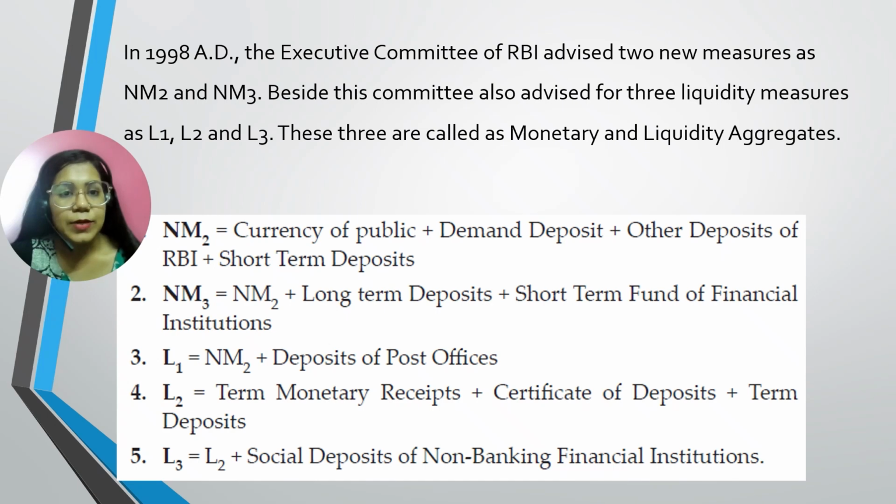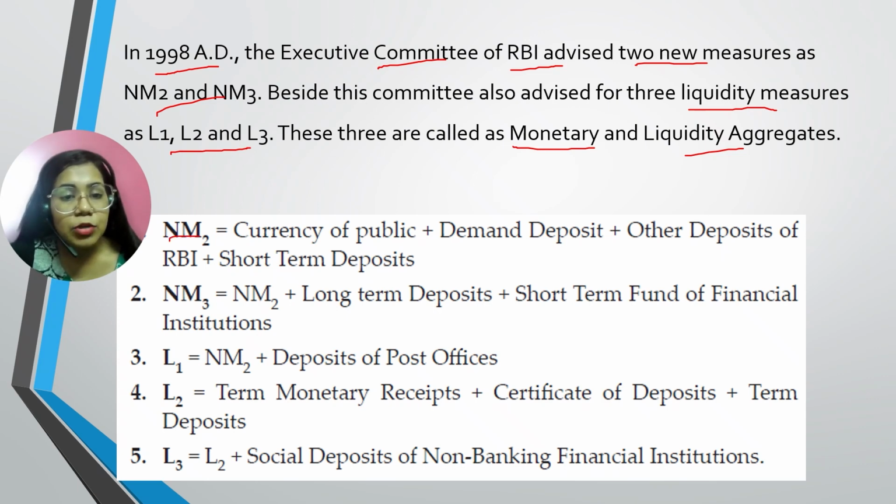Now in 1998, the Executive Committee of RBI advised two new measures as NM2 and NM3. And besides this, the committee also advised three liquidity measures as L1, L2 and L3, and these three are called monetary and liquidity aggregates. So let's see what they include.